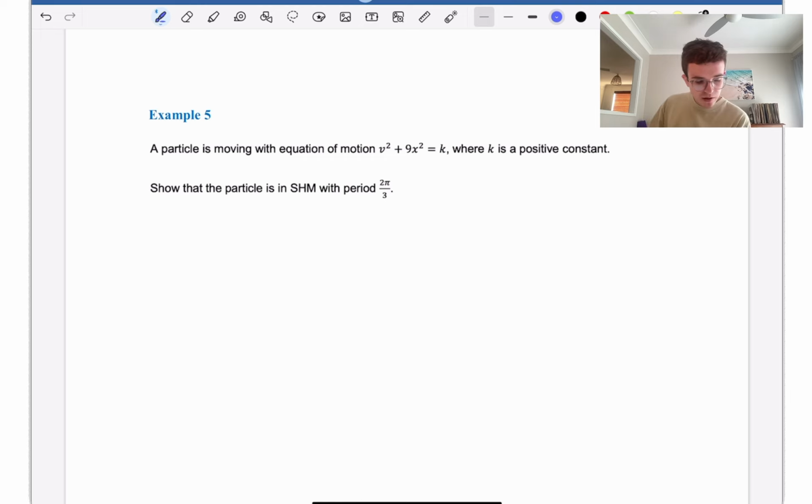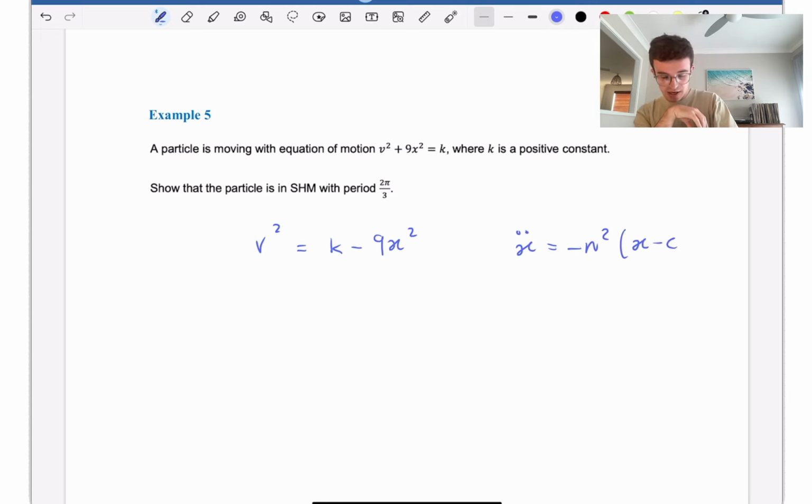Example 5, a particle is moving with an equation of motion v squared plus 9x squared is equal to k, where k is a positive constant. Show that the particle is in simple harmonic motion with period 2 pi on 3. So we know the equation, we've got v squared is k minus 9x squared. Now to show that something is in simple harmonic motion, we can either A, prove it satisfies the sine equation, which is our displacement, or prove it satisfies x double dot, which is the more common thing we're going to do. X double dot is minus n squared x minus c. Again, making sure you've got that minus there, not a plus.